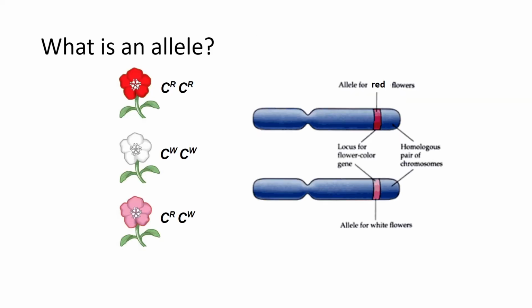Wait, what was that word again? Allele? What was an allele again? Alleles are versions of a particular gene, like the gene here that codes for flower color. For this particular gene, there's a red allele and a white allele. Genotypes are the sets of alleles that we get from our parents. Alleles can be dominant, where they mask the presence of a recessive allele, or codominant, where both alleles get expressed at the same time. But we'll talk about that here in just a little bit.